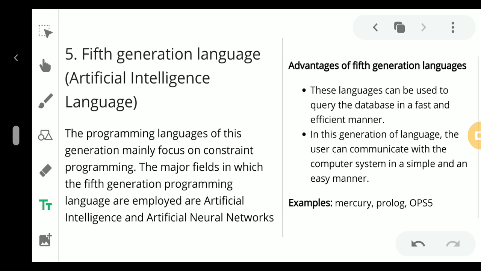So what are the advantages of the fifth generation language? The language can be used to query the database in a fast and efficient manner. With this generation of languages, the user can communicate with the computer system in a simple and easy manner. So what are the disadvantages of this? Fifth generation languages can be used effectively only for relatively small application areas. Logical programming languages of the fifth generation have proved to be highly inefficient.